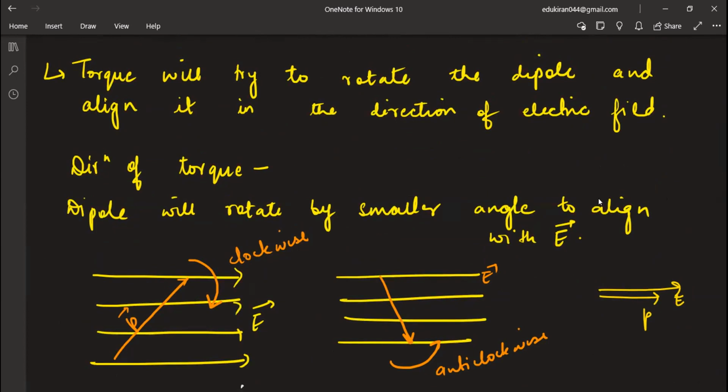Suppose in this first figure the dipole is arranged in such a manner that some angle theta is made. The torque will try to rotate it clockwise, so that ultimately this is the final position. Similarly, if it is anti-clockwise, the torque will work anti-clockwise if it is located in such a position. Here also an angle theta would be made, and the angle would be obtuse. So the work and the direction of torque determine how the dipole gets aligned with the electric field. These are the two things you have to remember.